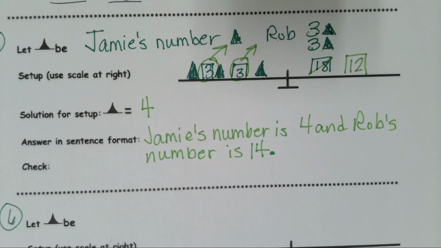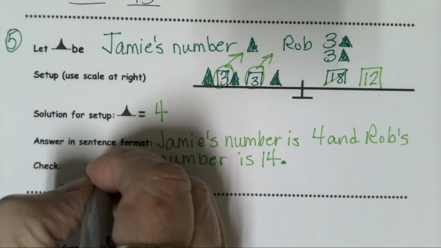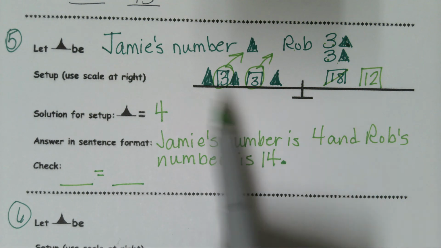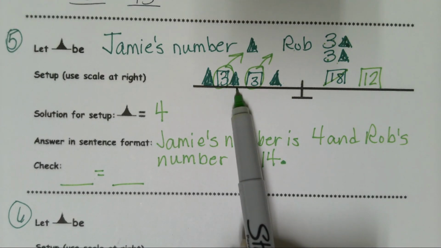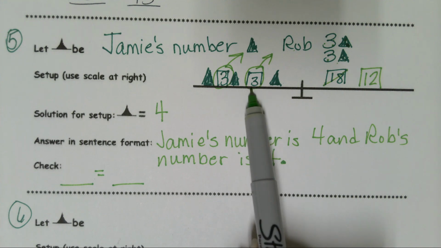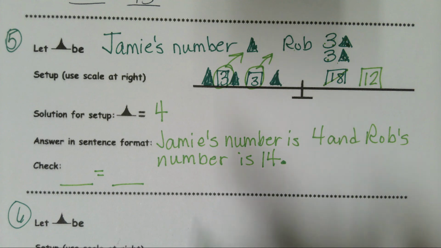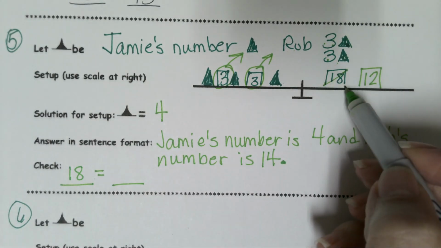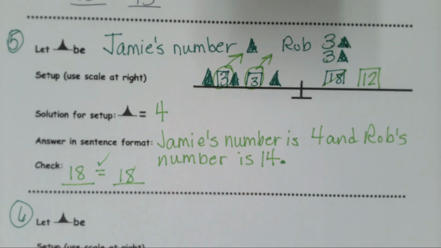We're not quite done. We still have to do our check. So let's plug our 4 in. 4 plus 3 is 7, plus 4 is 11, plus 3 is 14, plus 4 is 18. And on the right hand side, we started with just an 18 cubed, so that is a check.